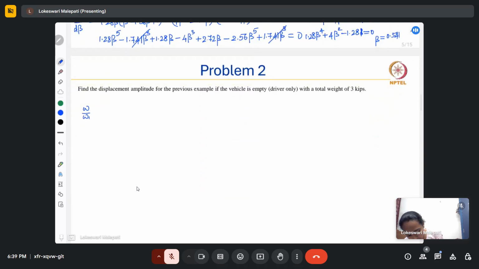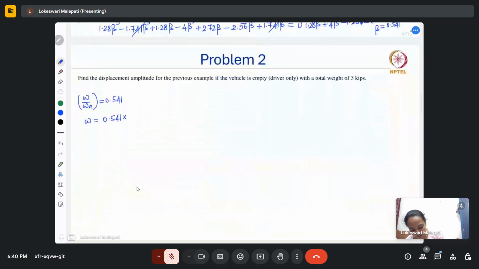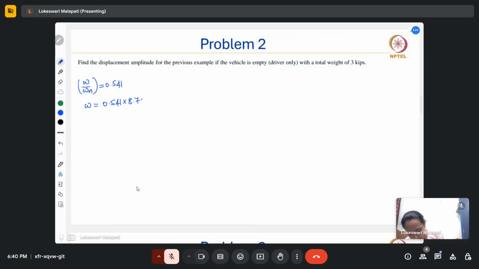omega by omega n is equal to 0.541. So omega is 0.541 times omega n. Omega n is 8.78. So that is 0.541 multiplied by 8.78, which is 4.75 radians per second. And we know the equation for omega, which is 2 pi by 100 times v.